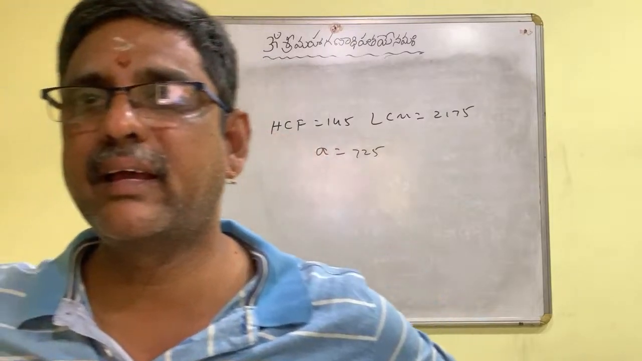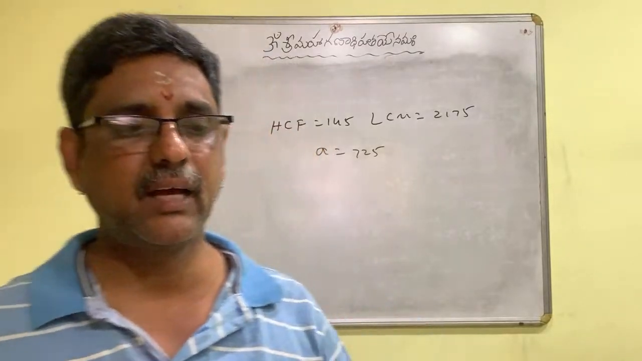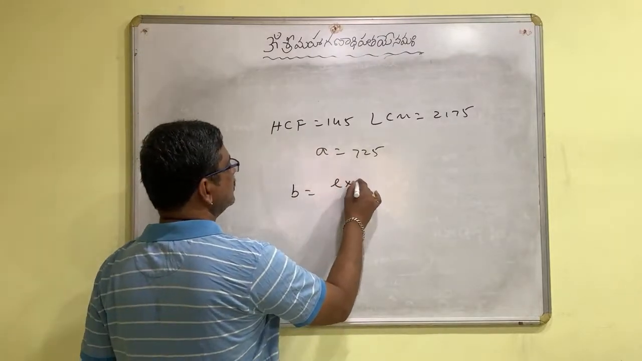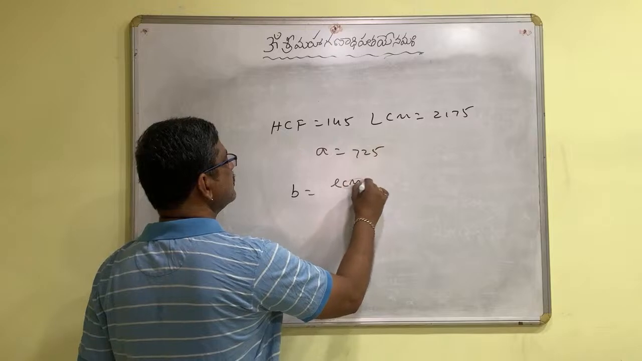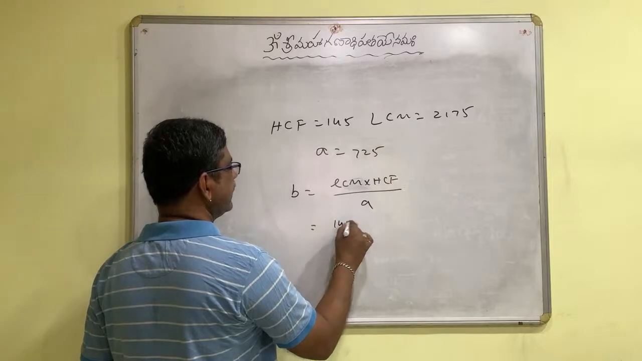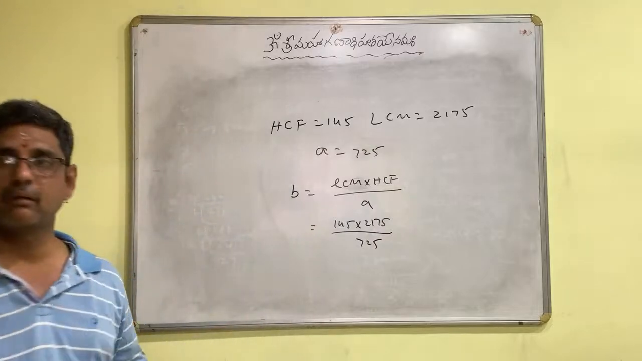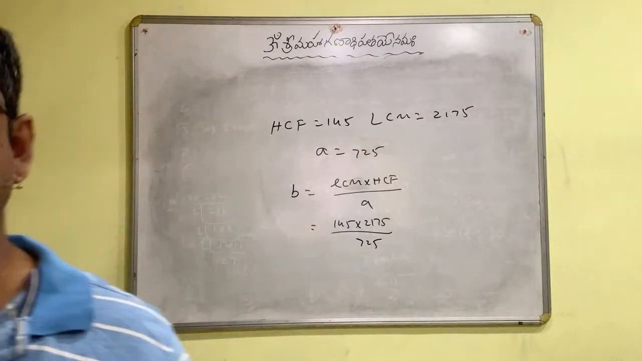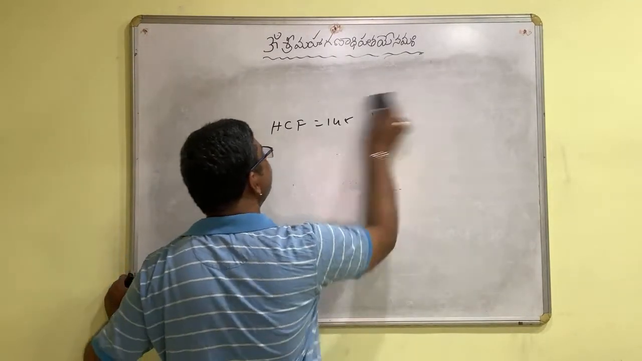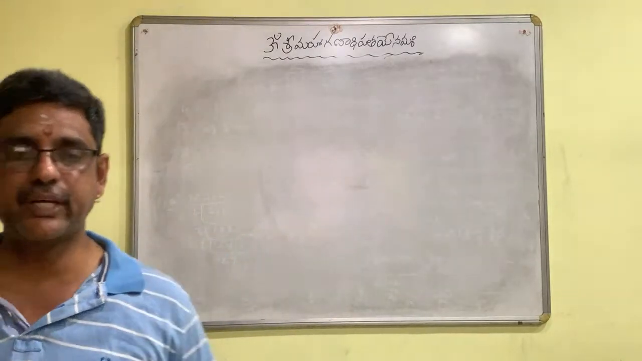So everyone is giving their answers as 435. I think it is right. 435 is the correct answer. So how to do it? I told you, B is equal to LCM into HCF by A. So 145 into 2175 by 725. So you get the answer as 435. Next question.